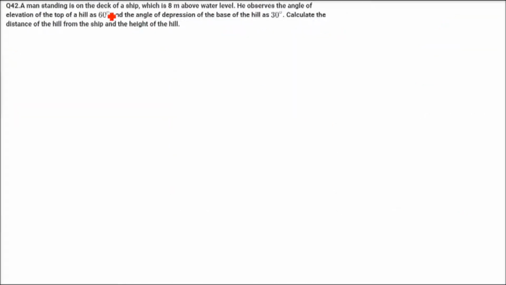A man is standing on the deck of a ship which is 8 meters above water level. He observed the angle of elevation of the top of a hill as 60 degrees and the angle of depression of the base of the hill as 30 degrees. So a man is standing at 8 height.